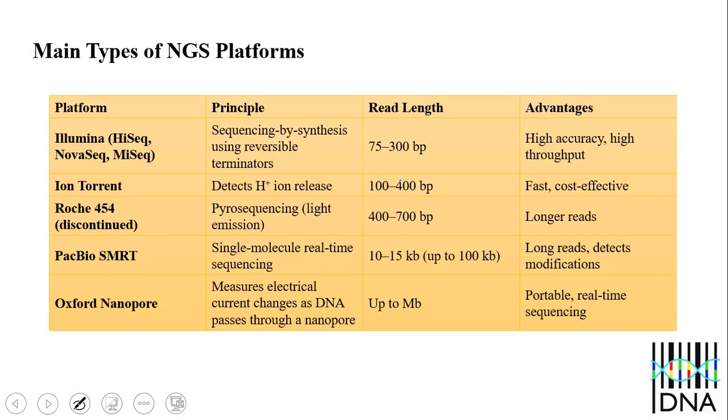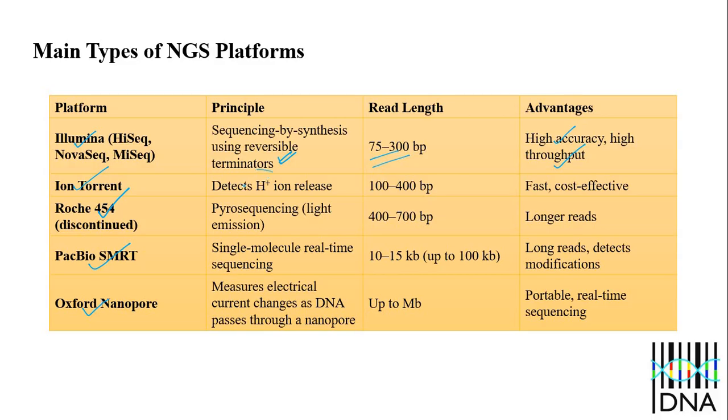Now these are the different types of sequencing. First is Illumina sequencing, then Ion Torrent sequencing, 454 pyrosequencing, PacBio SMRT sequencing, and Oxford Nanopore sequencing. Illumina sequences by synthesis using reverse terminators. We will discuss this in detail. The read length is 75 to 300 base pairs, with very high accuracy and high throughput.